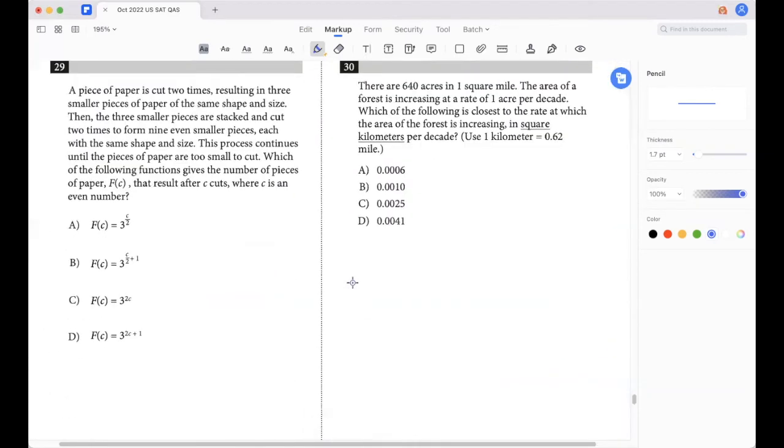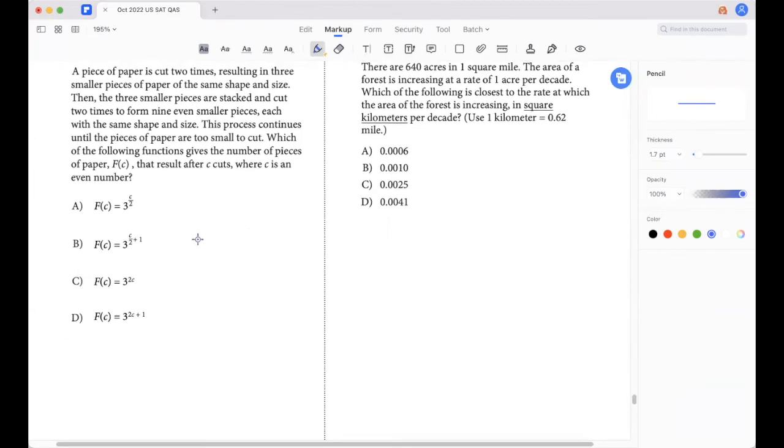A piece of paper is cut 2 times, resulting in 3 smaller pieces of paper in the same shape and size. Then the 3 smaller pieces are stacked and cut 2 times to form 9 even smaller pieces, each with the same shape and size. This process continues until the pieces of paper are too small to cut. Which of the following gives the number of pieces that result after C cuts, where C is an even number?